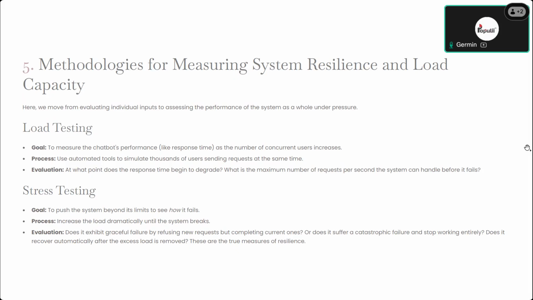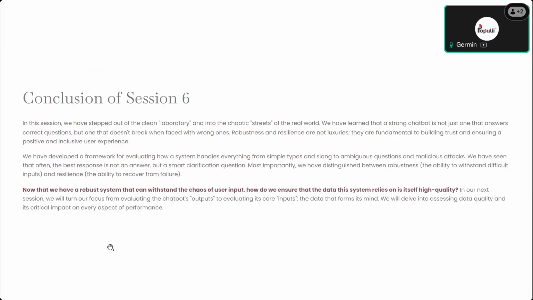Okay, so let's wrap up the session. Today we have stepped out of the clean and controlled and into the chaotic and unpredictable of the real world. And we discovered it's simple. A strong chatbot isn't just one that gives correct answers. It's one that doesn't break when faced with wrong, messy or unexpected ones.